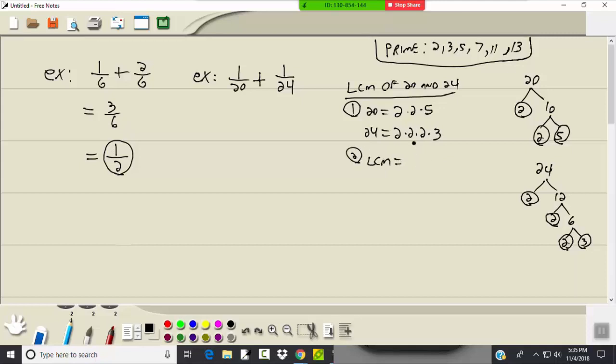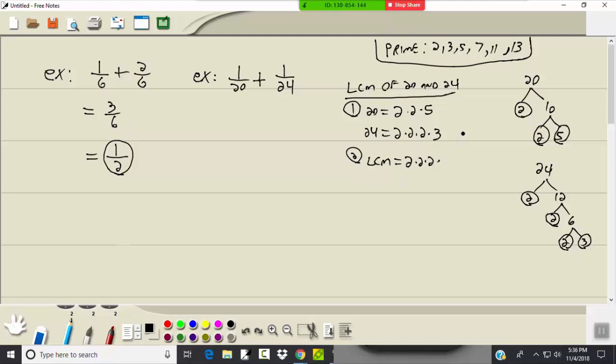Now for our LCM, we'll look at each prime. And we're looking for the greatest number of that prime on a single line. Let's see what I mean by that. Let's start with a 2. There's 2 2's here. There's 3 2's here. So the greatest number of 2's on a single line is 3 of them right here. So we're going to have 3 2's.